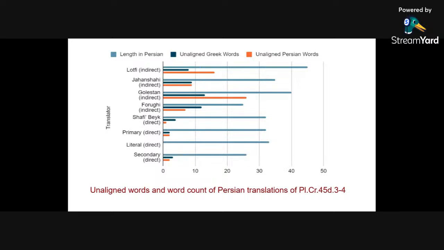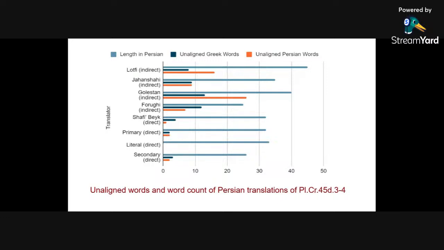So one section. The first 4 translations you see in this chart are the indirect ones, and the last 4 are the direct ones. The last 3 being results of the course. And when you look at the results, you see the indirect translations generally seem to be longer in Persian, and they have much more unaligned words both in Greek and Persian. And I did this alignment based on what I would assume are rather flexible guidelines.